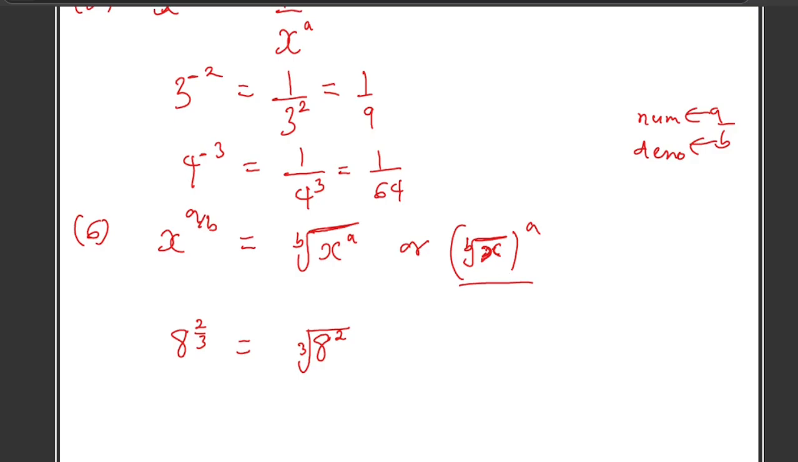It becomes what? A fractional power. You can see the cube root. Or the other way of writing it is the same: the cube root of 8 and then squared. That is, we are taking this square outside of that cube root. So either of these two is correct. If you take this method now, 8 squared is what? 64. That means the cube root of 64.